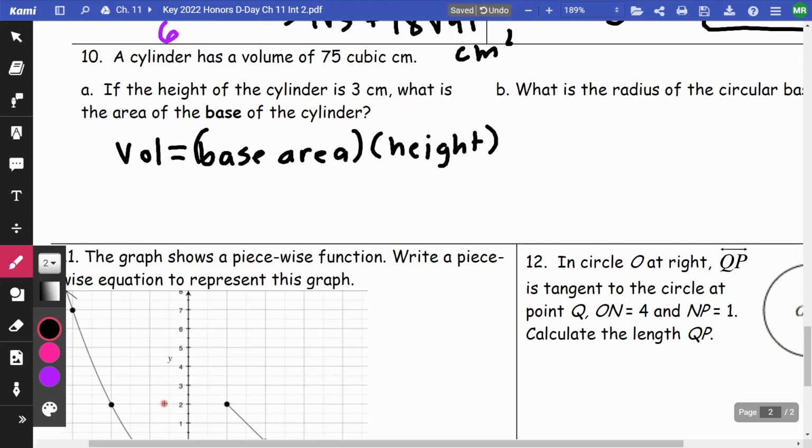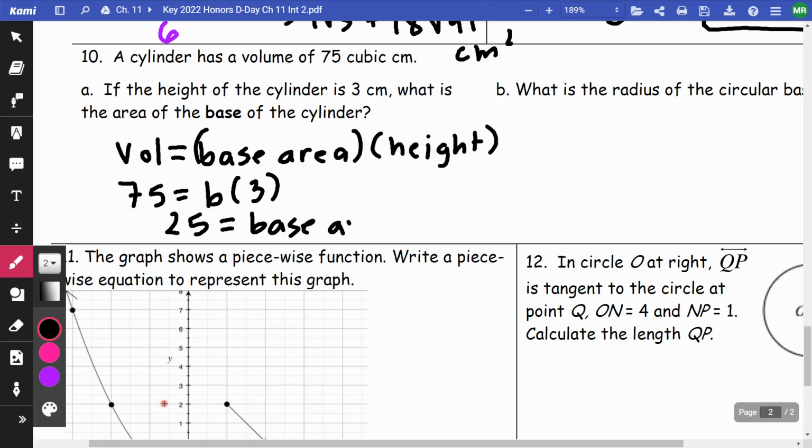Now, I know that the volume is 75. I'm going to put B for base area. I know that the height is 3. So I need to find my B. I'm going to divide both sides by 3, and I get that the base area is going to be 25. That is my base area, 25 centimeters. Okay, that's my answer.